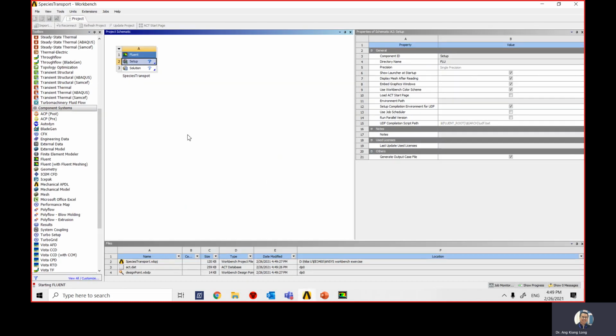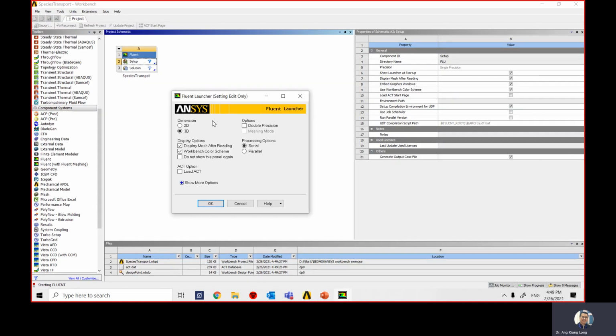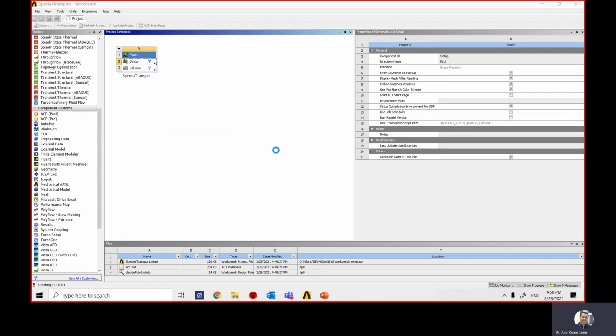So let's go back to our ANSYS here, our Fluent setup. We are going to select 2D, and we're going to use double precision in this case, and we're going to use the serial processing option. Click OK.